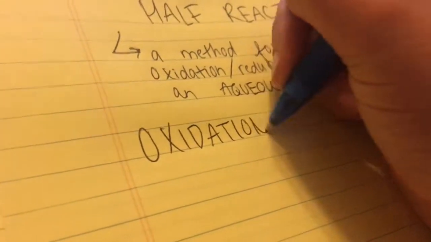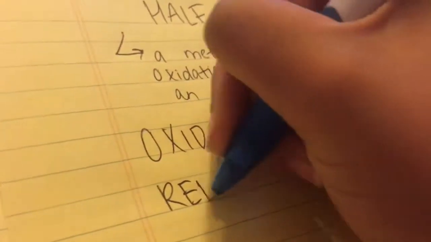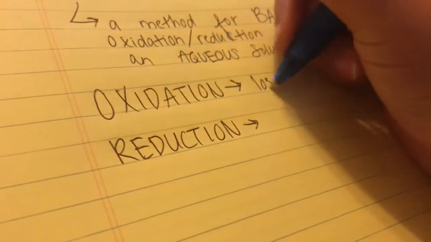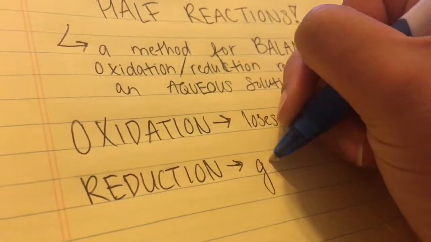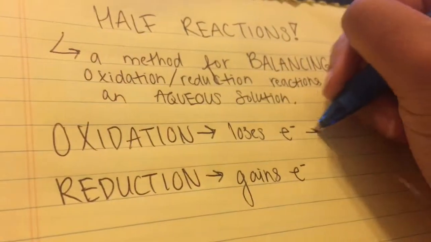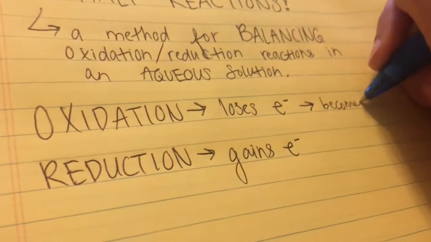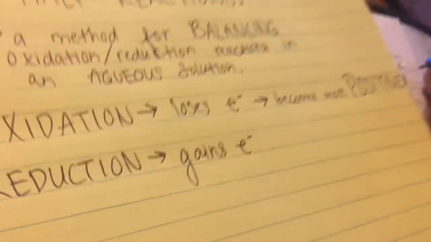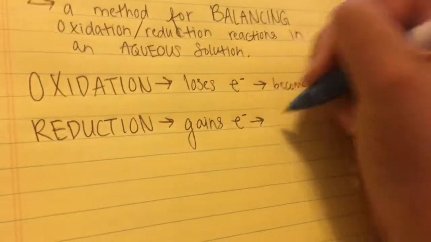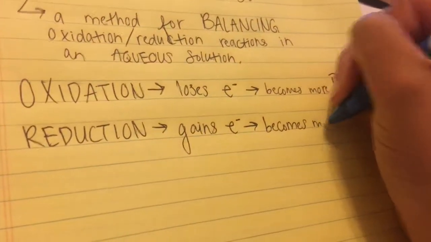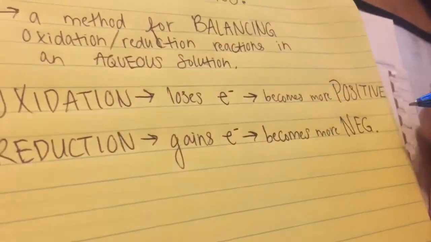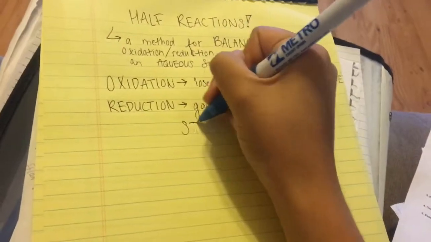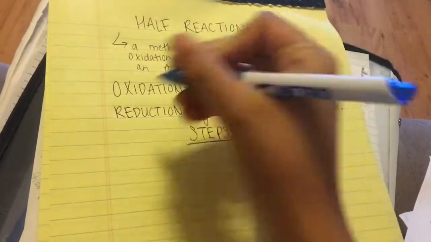Let's start off by defining the terms of oxidation and reduction. Oxidation and reduction are very different because oxidation is when it loses electrons and reduction is when it gains electrons. However, oxidation, even though it loses electrons, makes the charge more positive, so it adds on to the charge. While reduction, even though it gains electrons, becomes more negative, making the charge become less than what it initially was. So before we begin, let's lay out the steps.